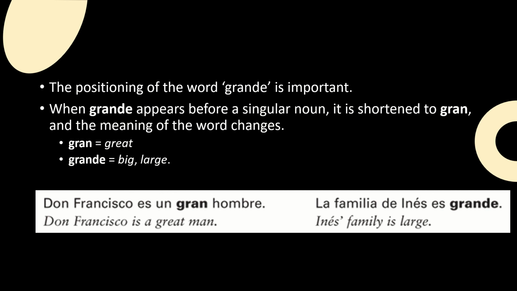If you want it to be used to mean great, then it needs to go before the noun. Okay? So remember that if you want to say great, you're going to use gran, and it'll go before our noun. If you want to say that something is big or something is large, then it's going to go after the noun, and you will use grande.